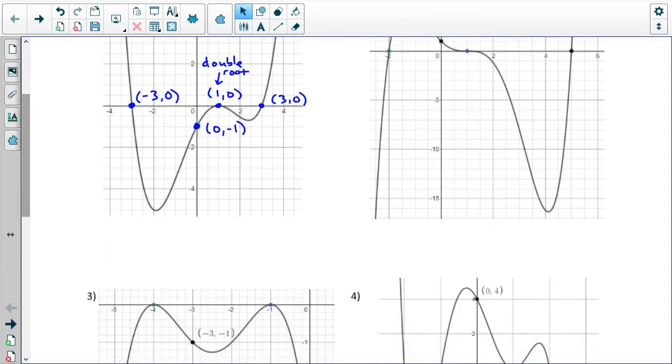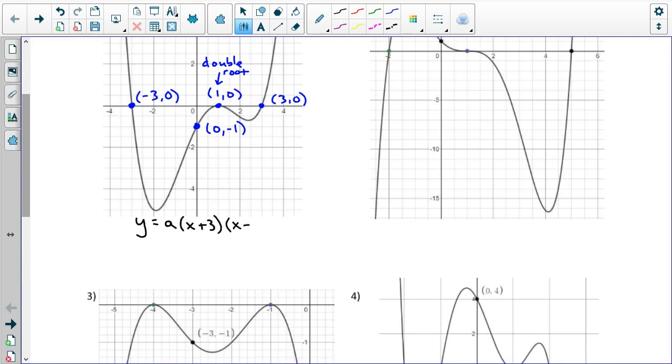So if I want to write the shell of the equation, y equals a, which is some leading coefficient that I'm not aware of. I know that I have a root at -3, so I can put x plus 3. I know I have a root at 1, so I can put x minus 1. And since it's a double root, I'm going to square it. And then I have a root at 3, so I have a factor of x minus 3.